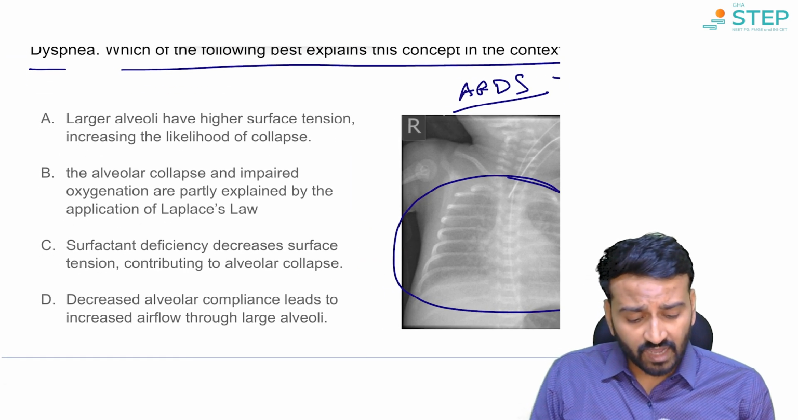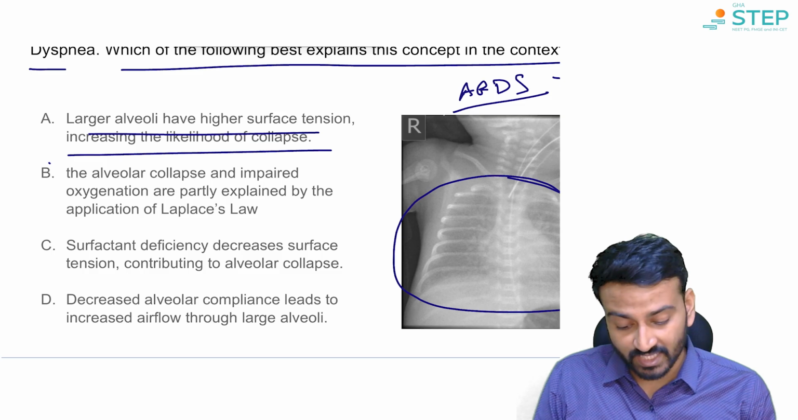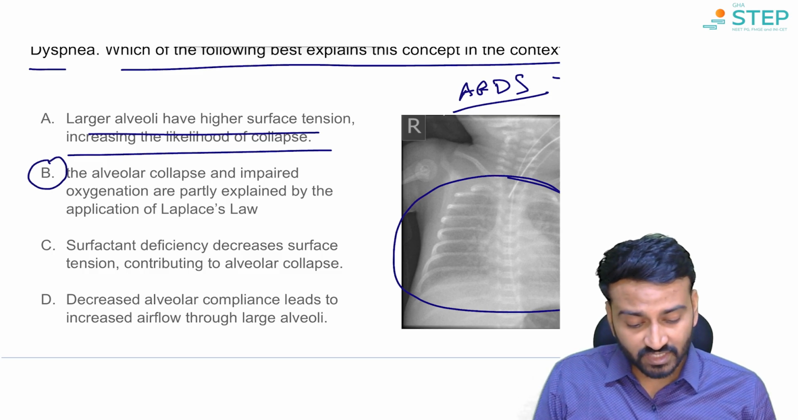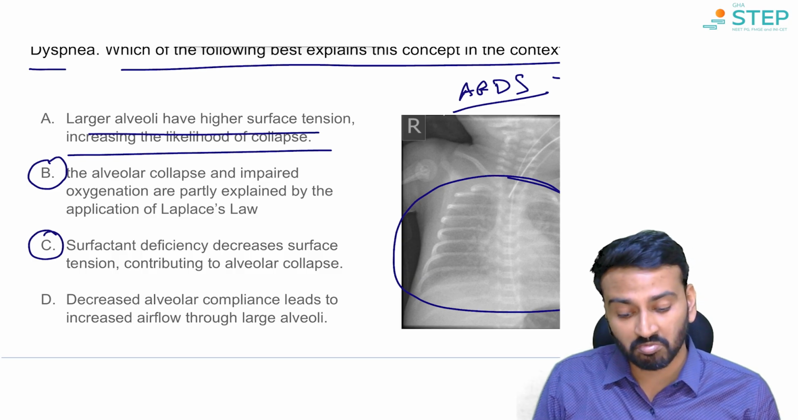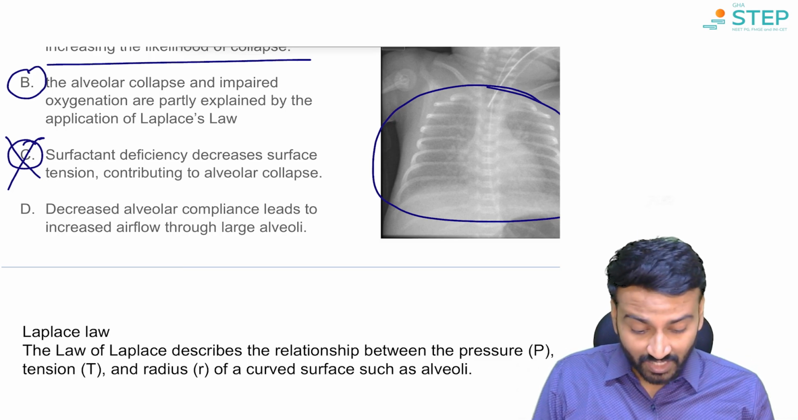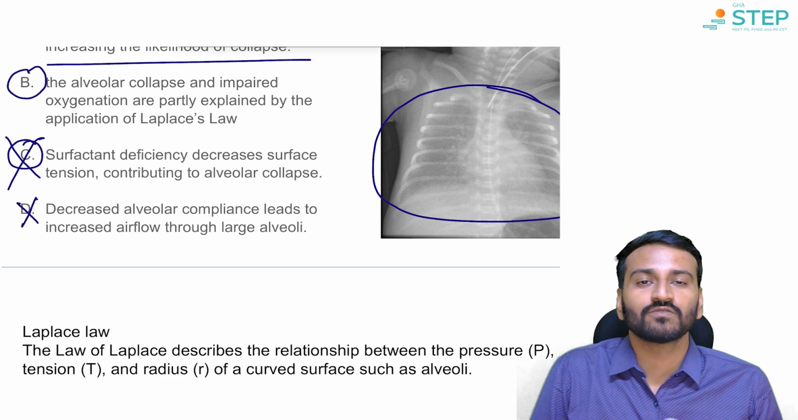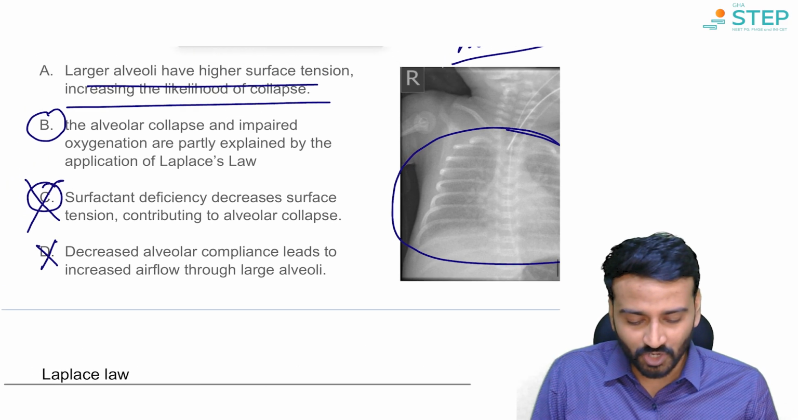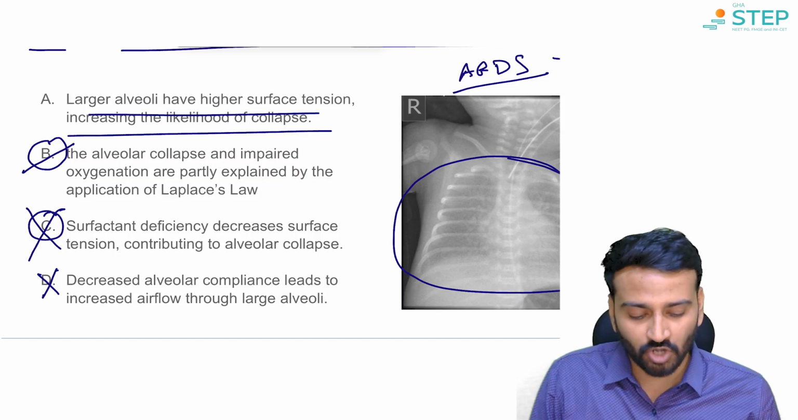Larger alveoli have higher surface tension, increasing likelihood of collapse. Alveolar collapse and impaired oxygenation are partly explained by the application of Laplace law. Very good. Surfactant deficiency decreases surface tension, contributing to alveolar collapse. Of course, it decreases surface tension, but it will not lead to alveolar collapse. Decreased alveolar compliance leads to increased airflow through the large alveoli. Of course not. Compliance means ability to expand, change in volume with change in pressure. So the answer is B: alveolar collapse and impaired oxygenation are partly explained by the application of Laplace law.